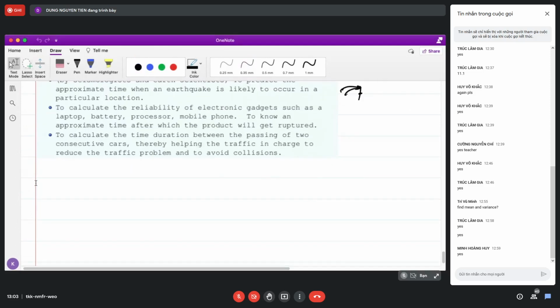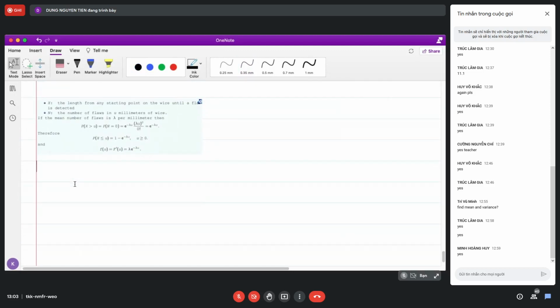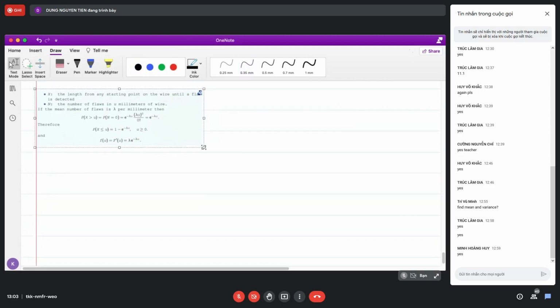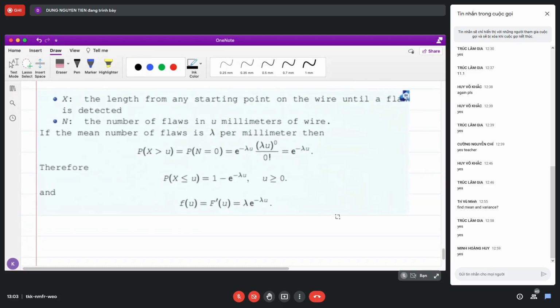Now, there is a relation between a Poisson distribution and an exponential distribution. Suppose that X is the length from any starting point on the wire until a flaw is detected. Do you remember the problem of counting the number of flaws that you can observe in a 5 millimeter wire? That we learned in the previous part of the chapter about Poisson distributions.